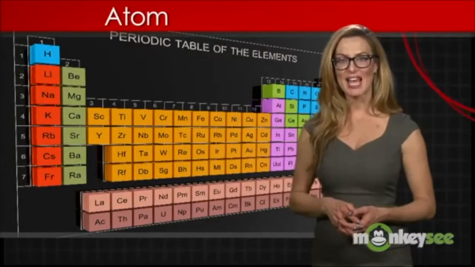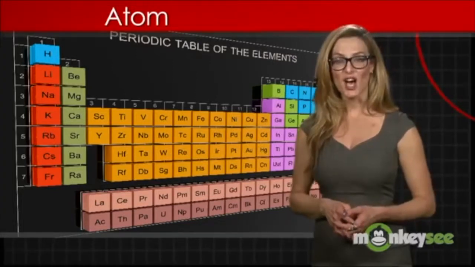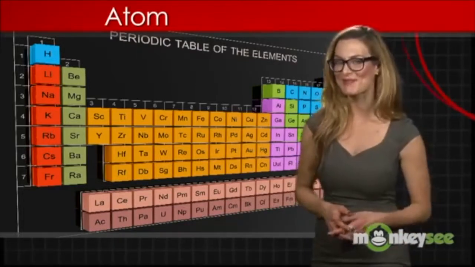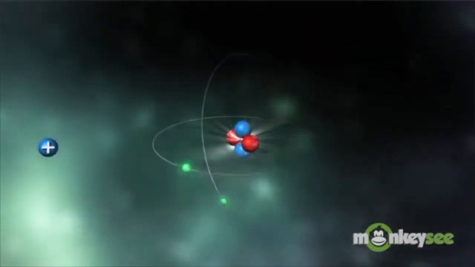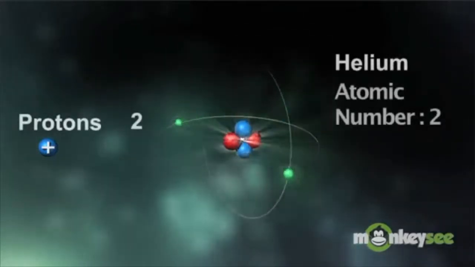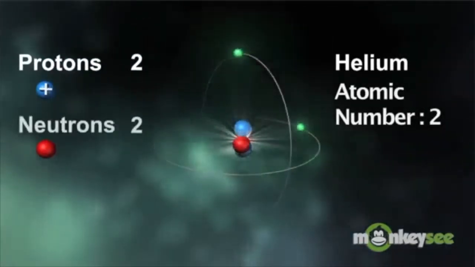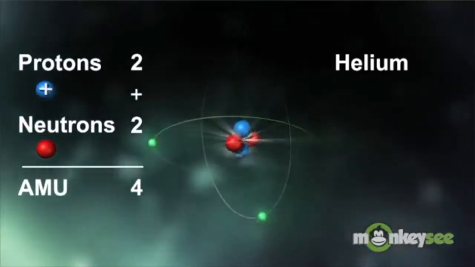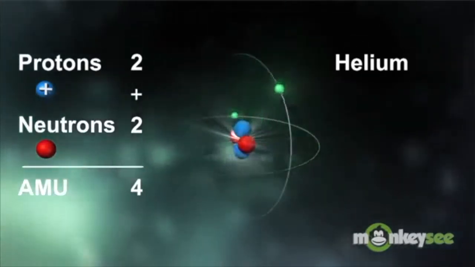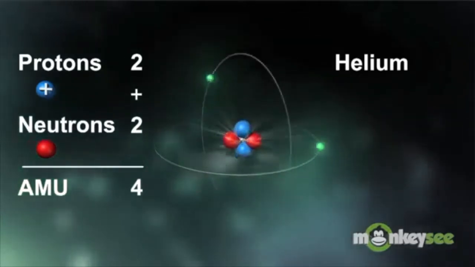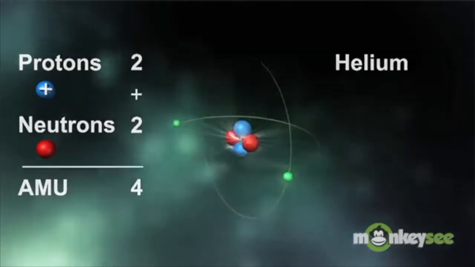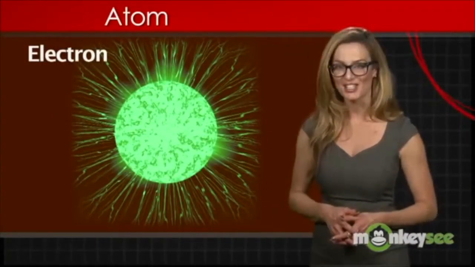Scientists assign atoms an atomic number and atomic mass unit. The atomic number is the number of protons present in the atom. For instance, a helium atom has 2 protons, so helium's atomic number is 2. Add the number of protons and neutrons in an atom's nucleus together, and you get the atomic mass unit, or AMU. A helium atom has 2 protons and 2 neutrons, so it has a mass of 4 AMU. Electrons have almost no mass and are not included in AMU calculations.